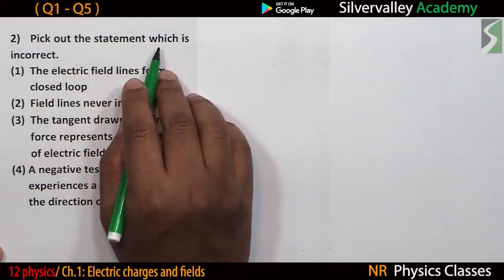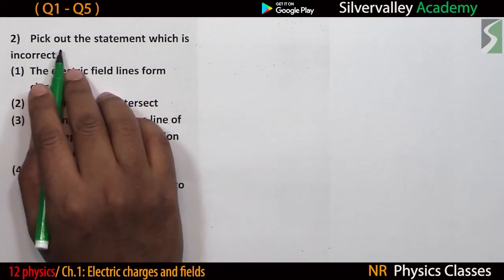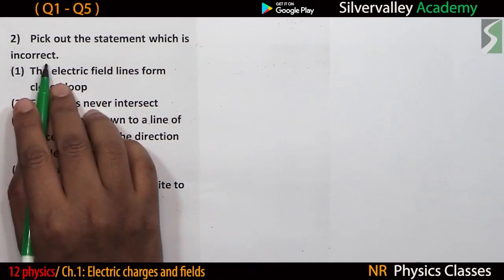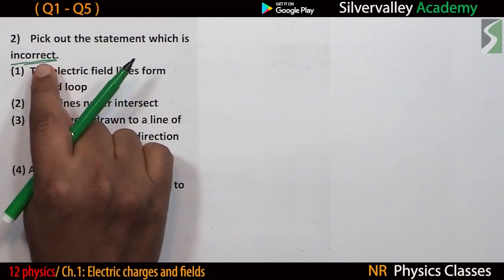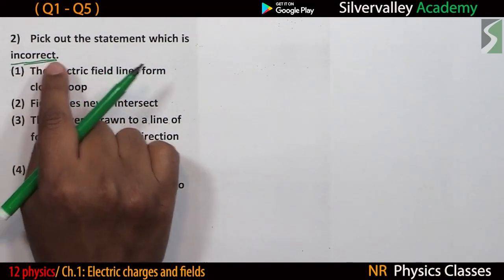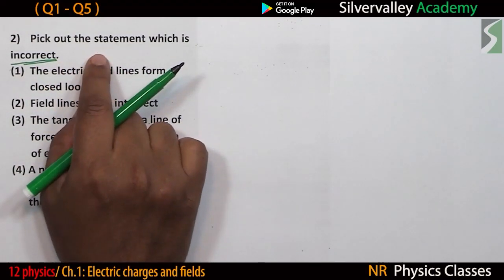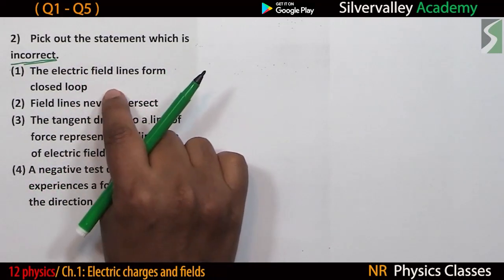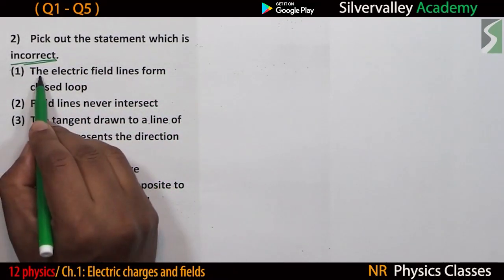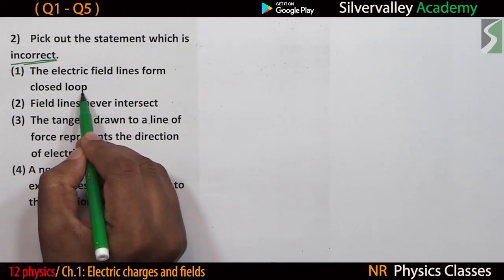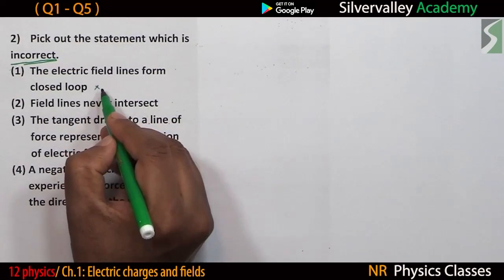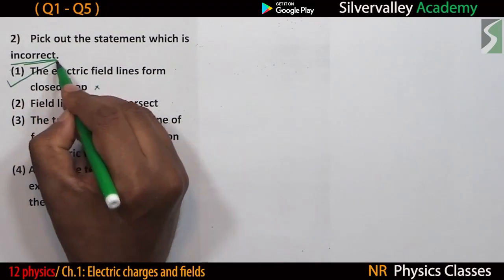Pick out the statement which is incorrect. Students, try to underline terms like incorrect, wrong, because usually we are tempted to go to the right statement. The electric field lines form closed loops. This statement is wrong. Therefore, this itself is the correct answer.